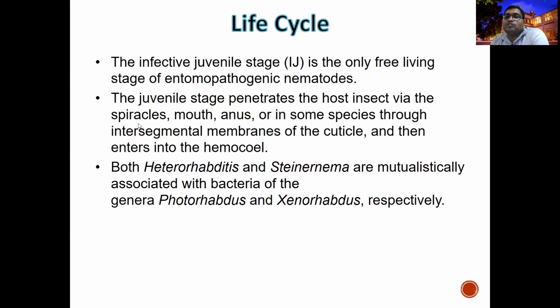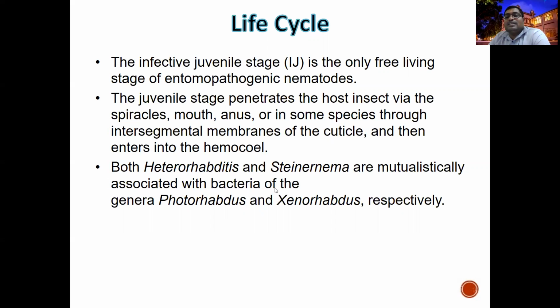The natural openings are the spiracles, the mouth and anus. Other than that, there are very soft membranes, the intersegmental membranes, in between the sclerites. The sclerites are connected with soft membrane, so they can easily penetrate these soft membranes, go in and attack. Then they enter into the hemocoel. Finally, if they enter through the natural openings or these soft cuticles, they will reach the hemocoel, right?